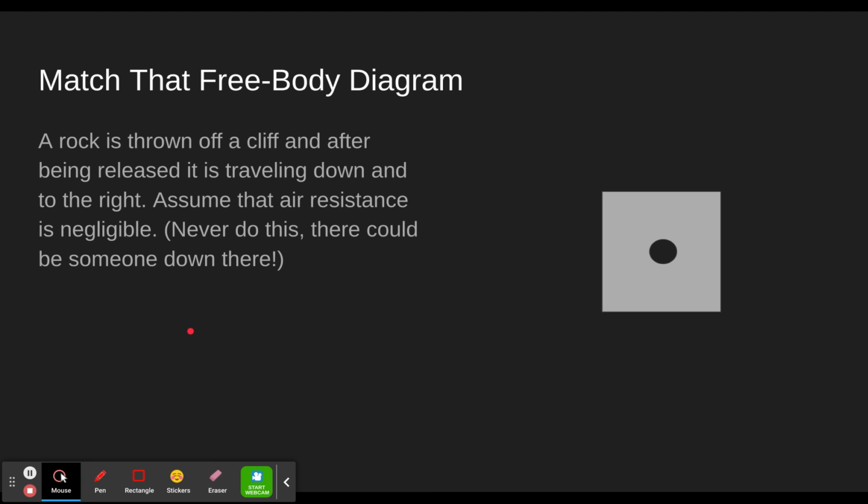Now, a rock is thrown off a cliff, and after being released, it is traveling down and to the right. Assume that air resistance is negligible. So notice here they say that you're supposed to ignore air resistance.